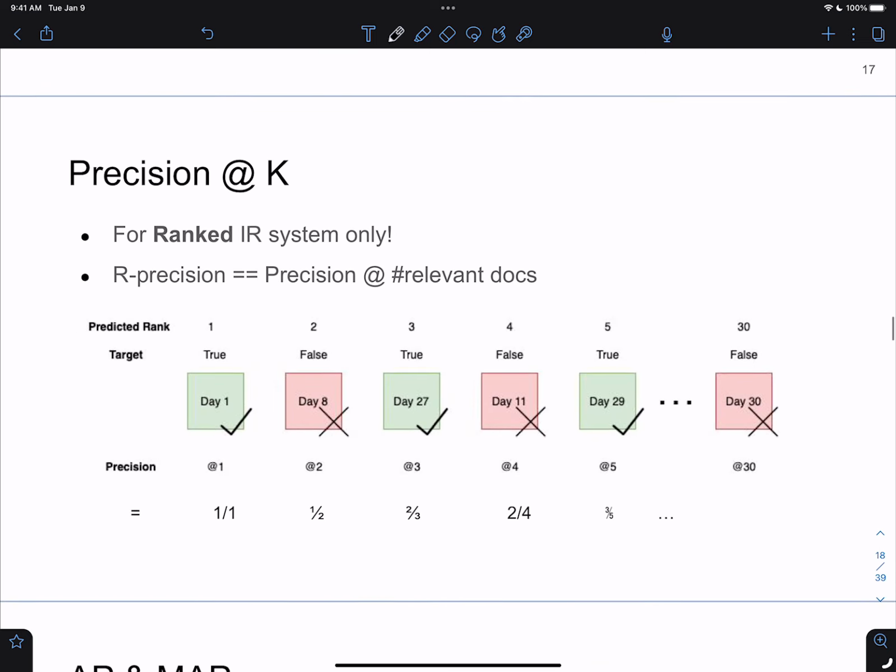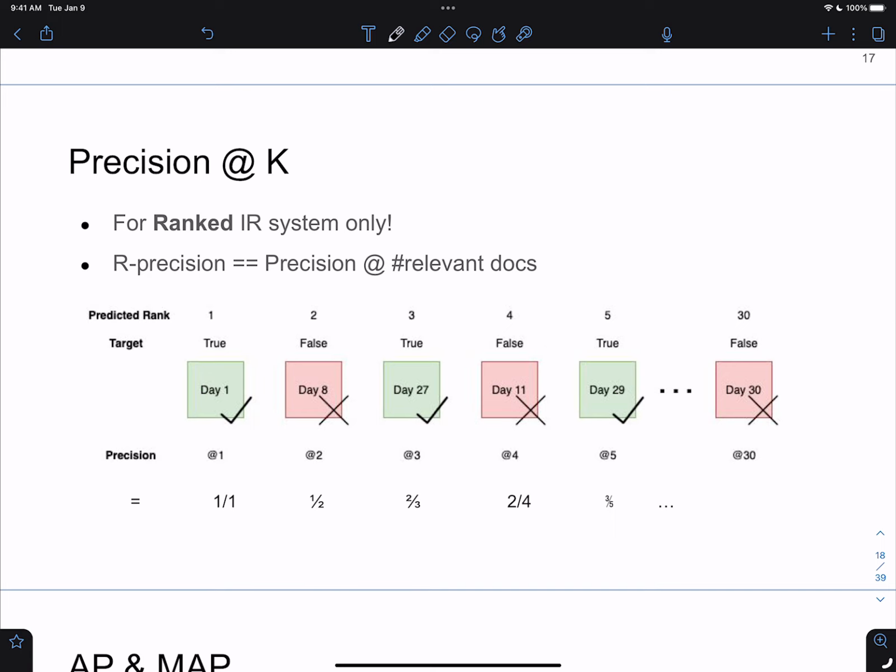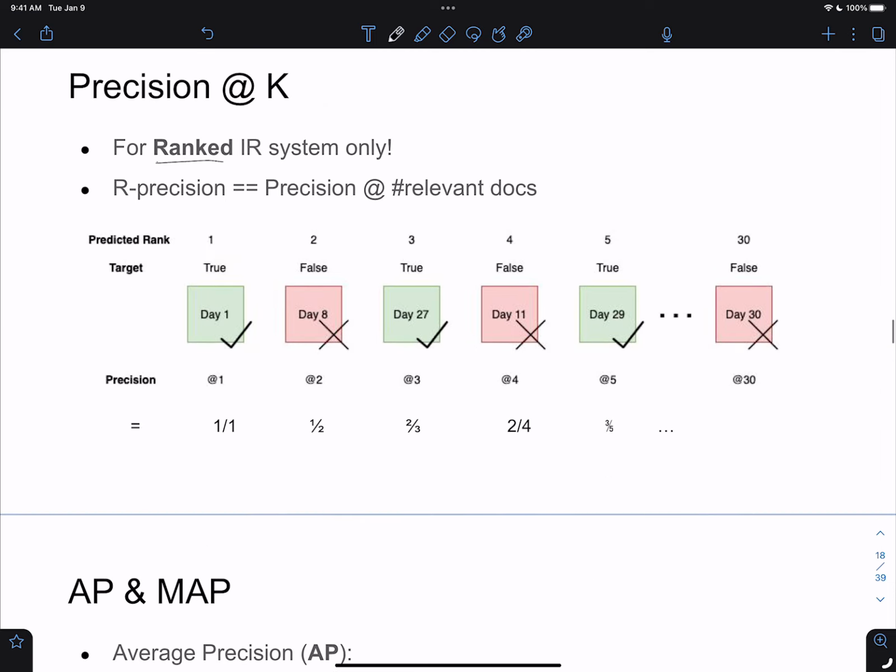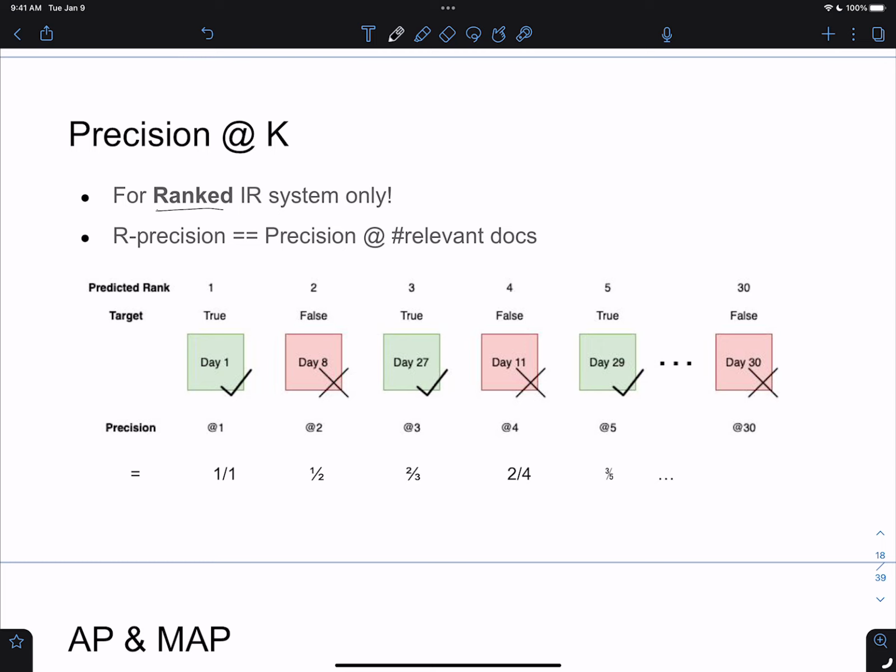Now, precision at K, we mainly use this for ranked retrieval systems only. And R precision is the same as the precision at the number of relevant documents. So if you want to look at precision at K, precision at 1 is going to be 1 over 1, because you have one document that is relevant over one document in total. For this instance, at rank 3, it's going to be 2 over 3, because you have 2 relevant documents over the total amount of documents, so 1, 2, 3. And you continue this to, let's say, precision at 5.